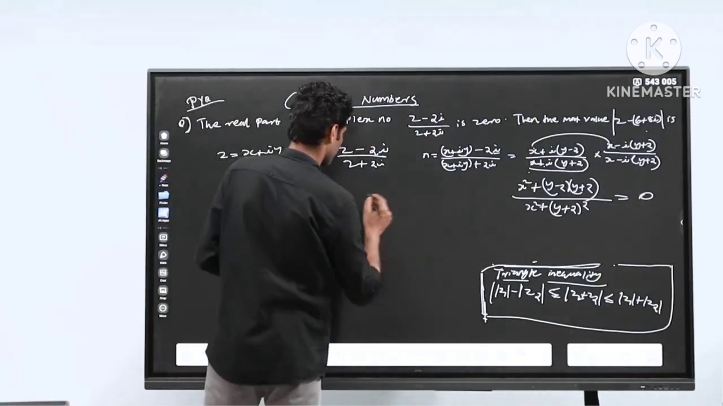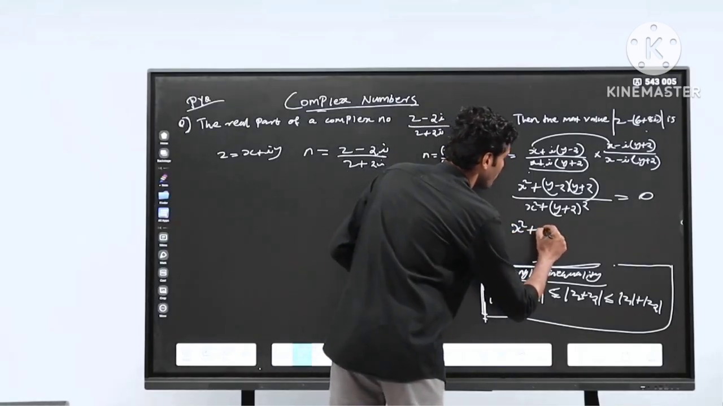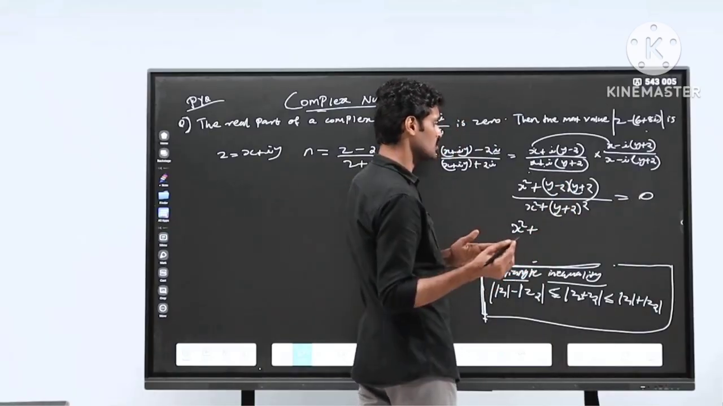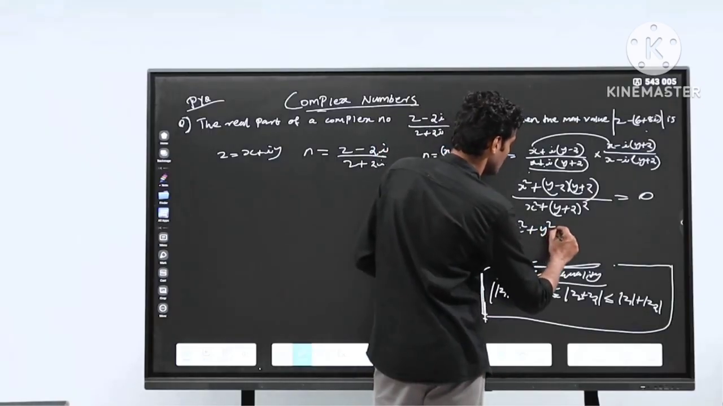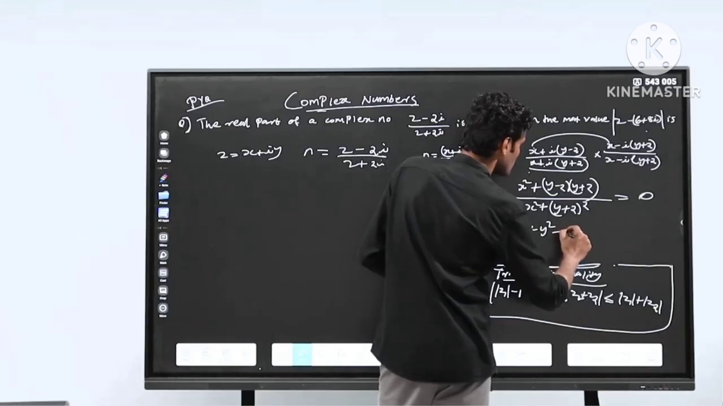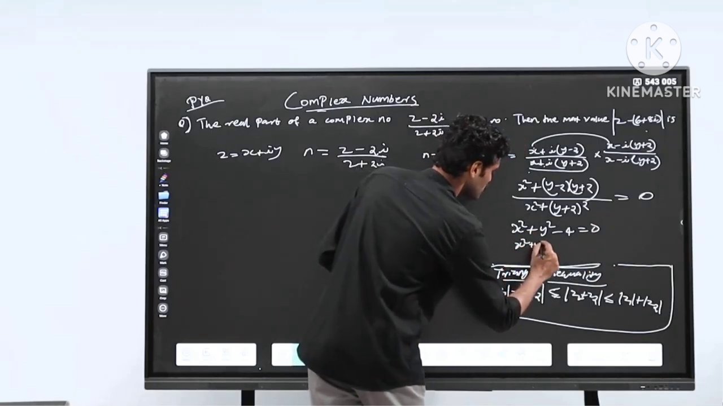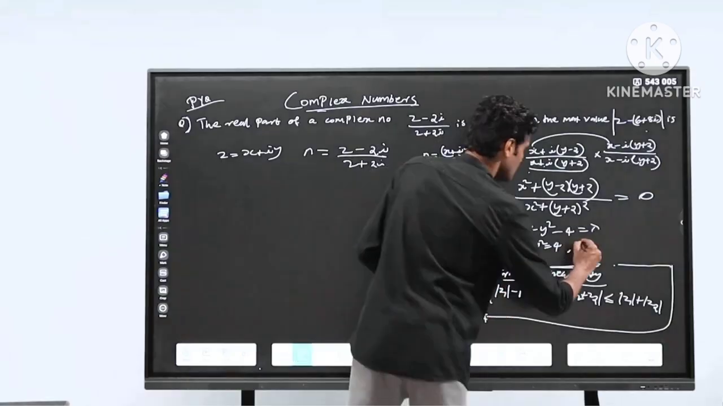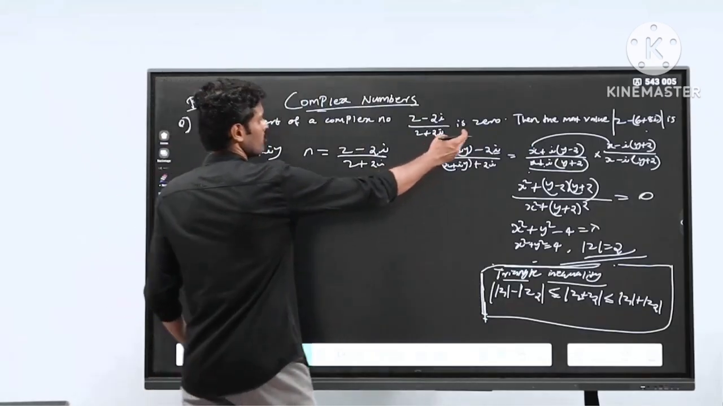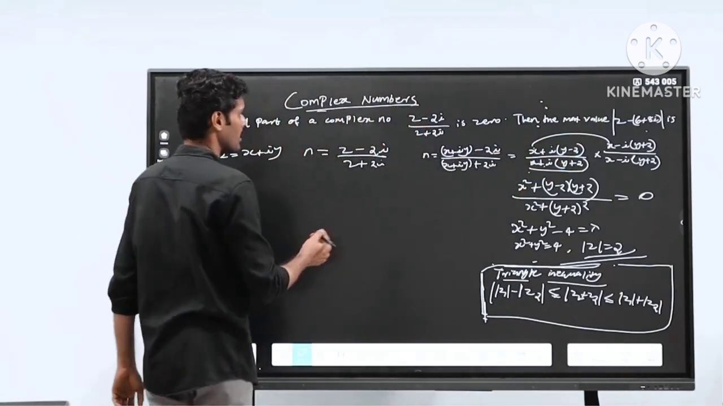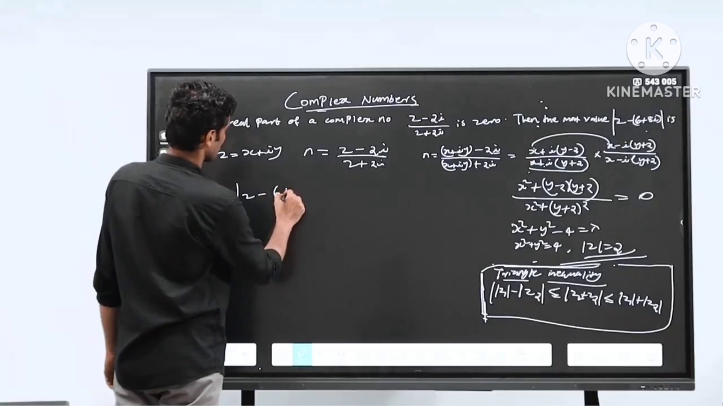From this we will get x square plus (y minus 2) into (y plus 2), a minus b into a plus b, that is a square minus b square, that is y square minus 2 square, that is 4, equal to 0. Then from here we get x square plus y square equal to 4, that is mod z equal to 2. The value of mod z equal to 2. Then we move to the next part of the question. Find the value of mod z minus 6 plus 8i.